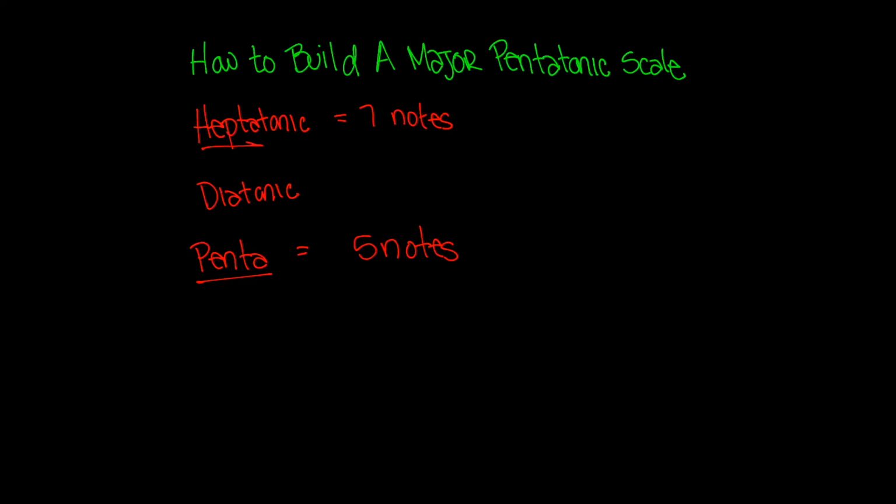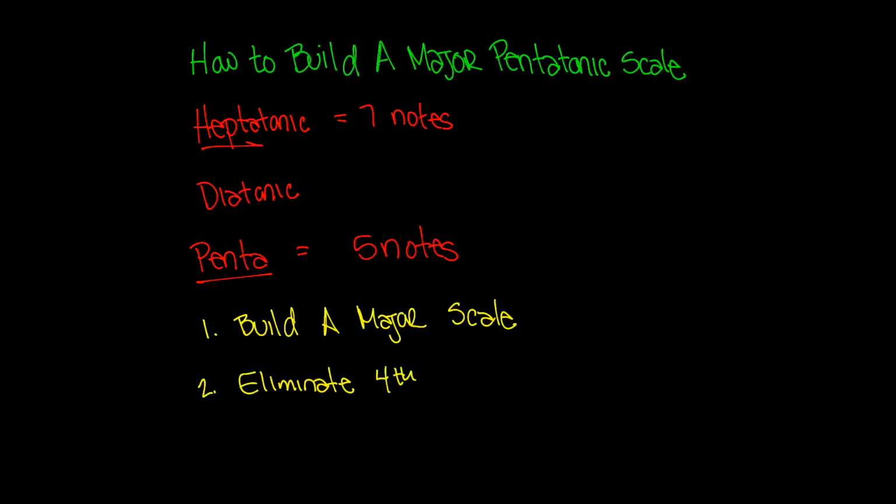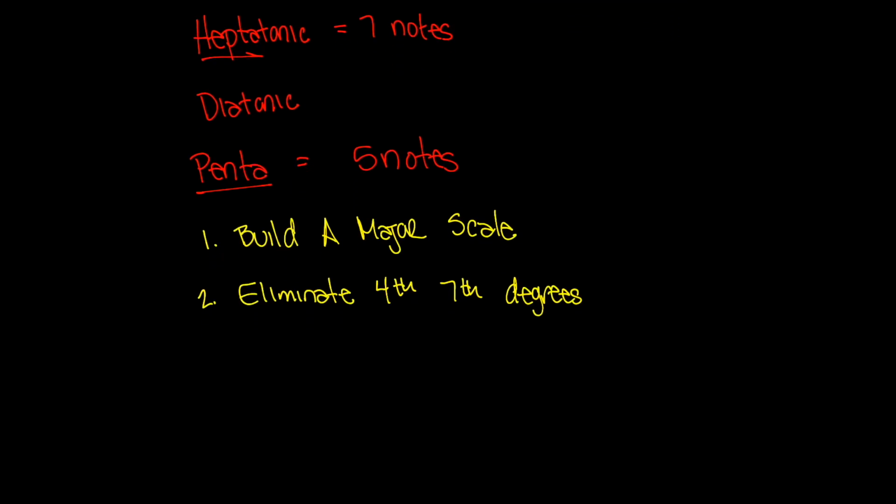To build a major pentatonic scale, we're going to have a really basic formula. 1, we're going to build the relevant major scale. And 2, we're going to eliminate the 4th and 7th degrees. So pretty basic. Let's go ahead and give a few examples here.